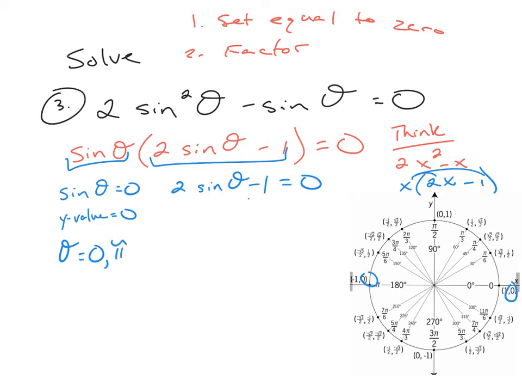There's some work we have to do over here, which is adding 1 to both sides and dividing both sides by 2. Where on the unit circle is the y value equal to 1/2? The y value is equal to 1/2 at pi over 6 and also at 5 pi over 6.